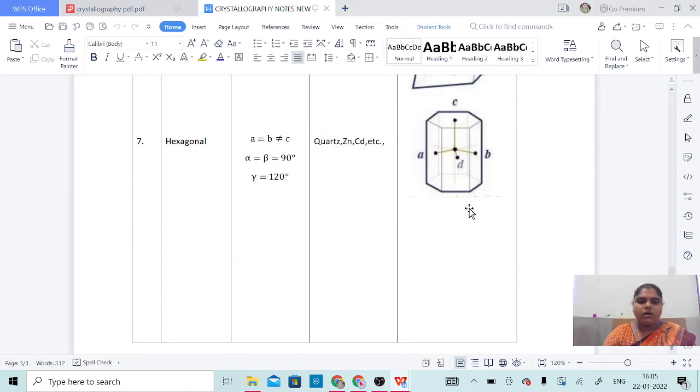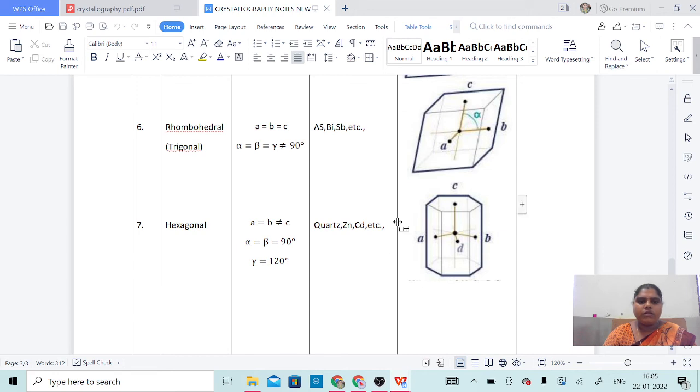Next, rhombohedral. The rhombohedral shape is nothing but trigonal. Here a equals b equals c, so the primitives are the same. Alpha equals beta equals gamma but not equal to 90 degrees. See here, this is the alpha. These are examples of rhombohedral structures, and this is the structure.